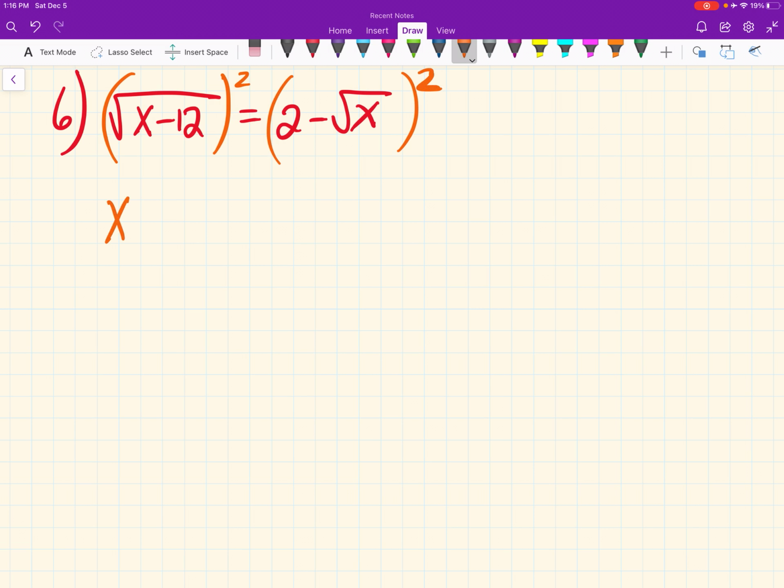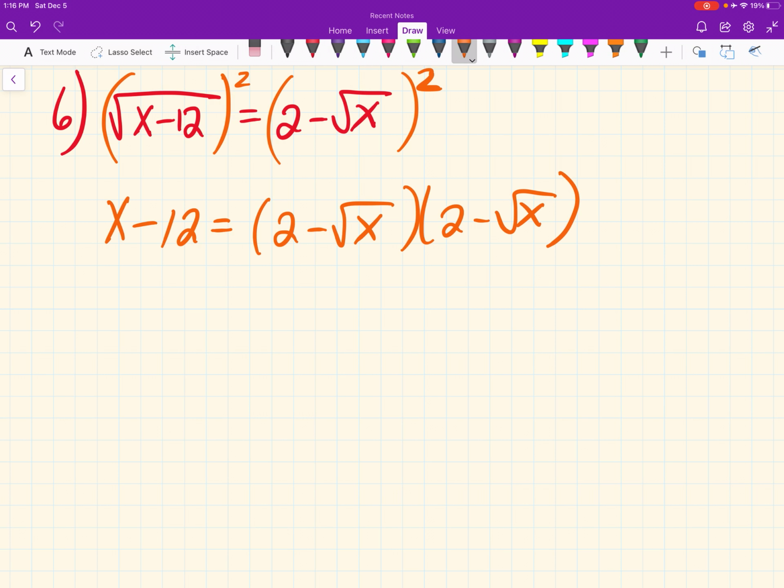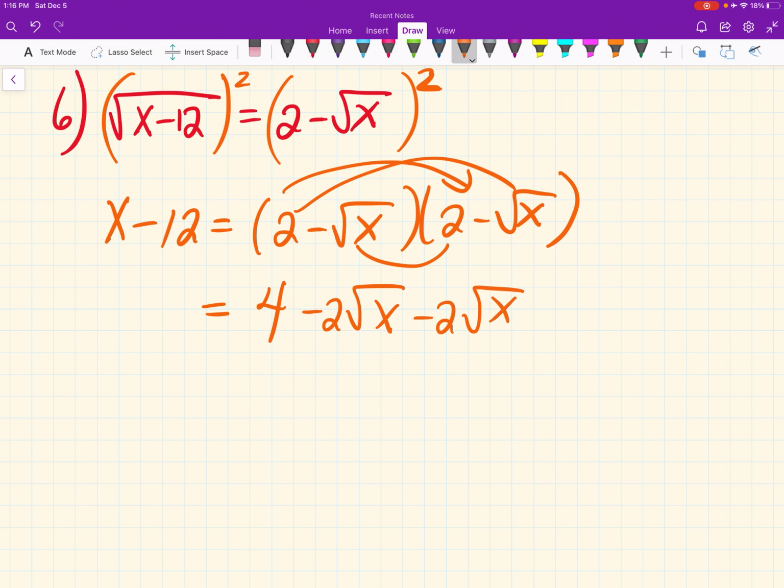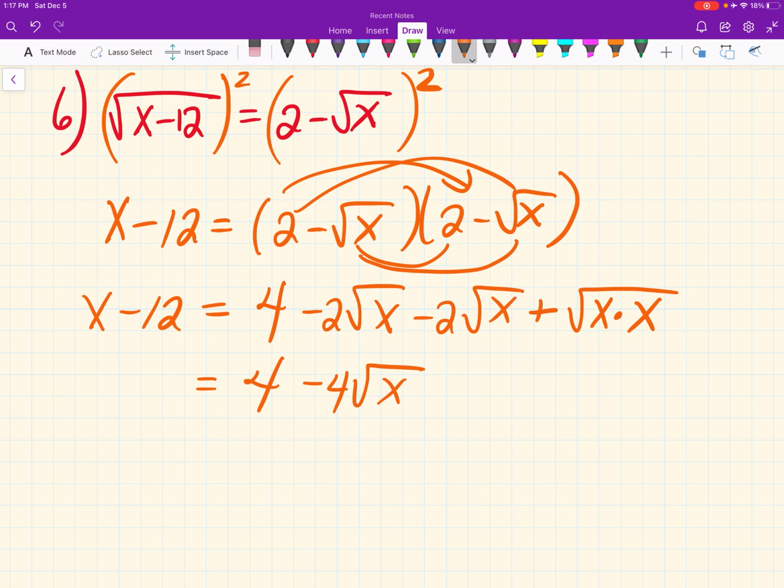So this is going to give you x minus 12. This really means 2 minus the square root of x times 2 minus the square root of x. The whole thing has to be squared, which means we have to FOIL it. So that's going to give us 4 minus 2 root x minus 2 root x, and plus, because it's negative times a negative, x times x. Now watch what happens. This is going to be 4 minus 4 root x plus x.